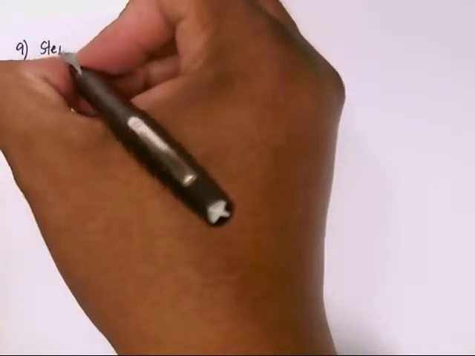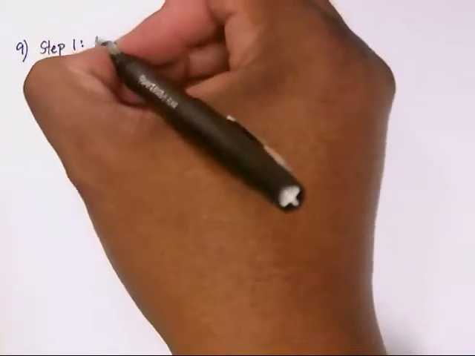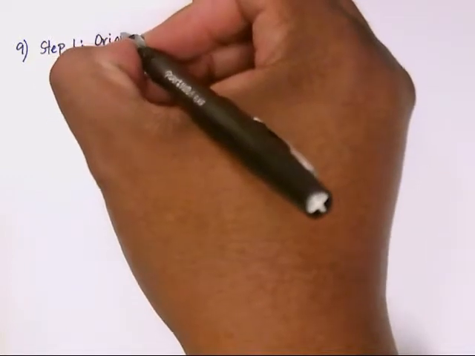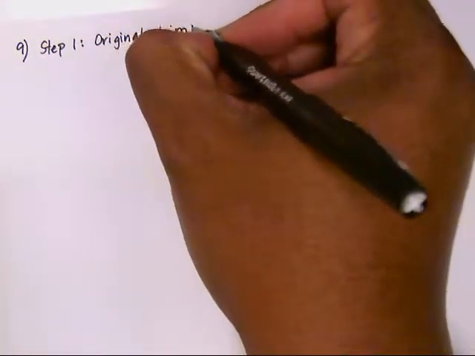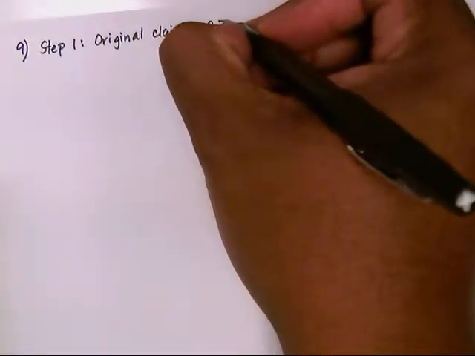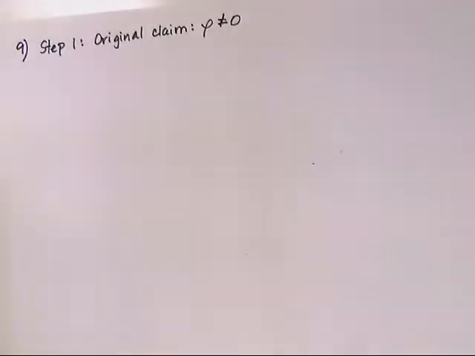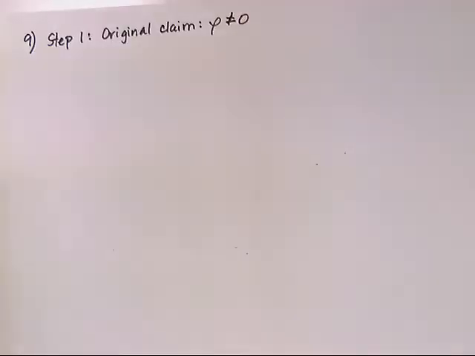So step number 1 is stating the original claim. And our original claim in that problem is that there is a linear correlation between the two variables here. So it has to be rho is not equal to 0. Okay? When rho is not equal to 0, that means that there is a linear correlation between the two.